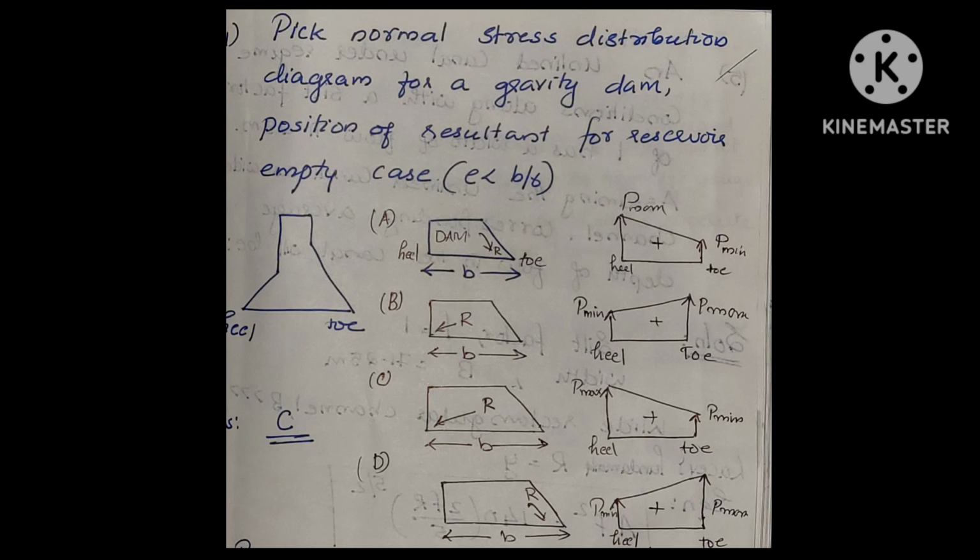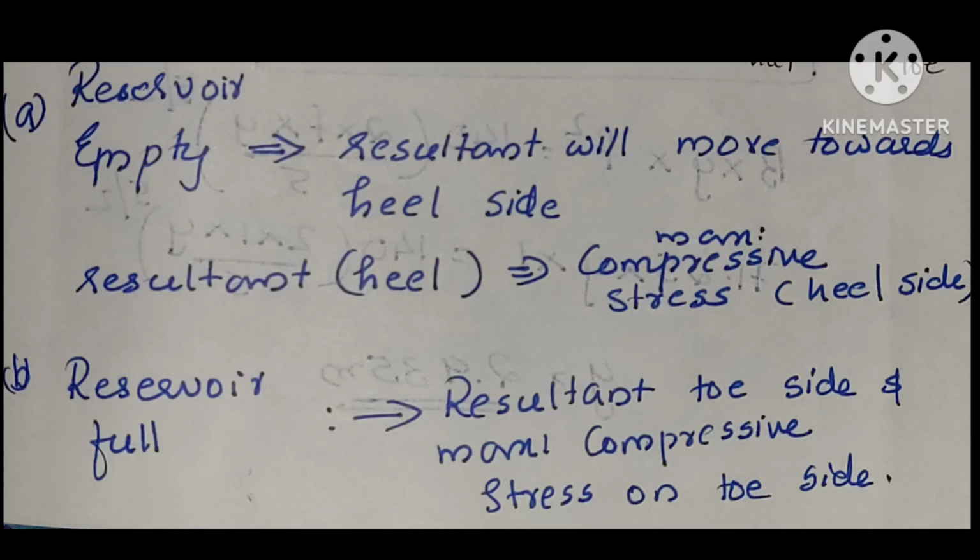In the first figure, the resultant is shown at the toe, so that's not the correct answer. In the second case, the resultant is towards the heel side, but the maximum value is shown at the toe side, so the second option is also wrong. In the case of the third option, the resultant moves towards the heel side, and in the same way the maximum value is shown at the heel side. So the correct option is option C. If the question is reservoir full case, then the correct option will be option D. Resultant moves towards toe side and the maximum compressive stress is on the toe side. Explanation for this question is given here.